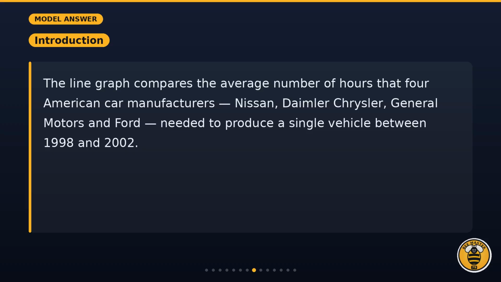The introduction. The line graph compares the average number of hours that 4 American car manufacturers, Nissan, Daimler Chrysler, General Motors and Ford, needed to produce a single vehicle between 1998 and 2002. Notice what changed from the prompt. Amount of time taken becomes average number of hours. US-based car producers becomes American car manufacturers. That is paraphrase, not copying.